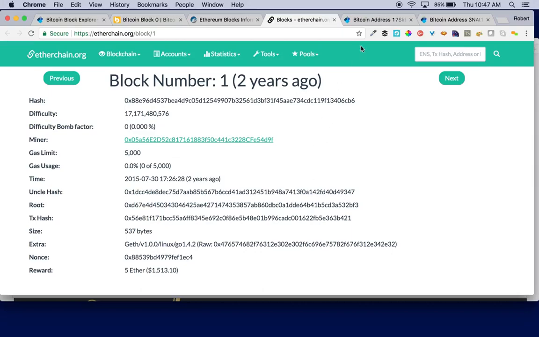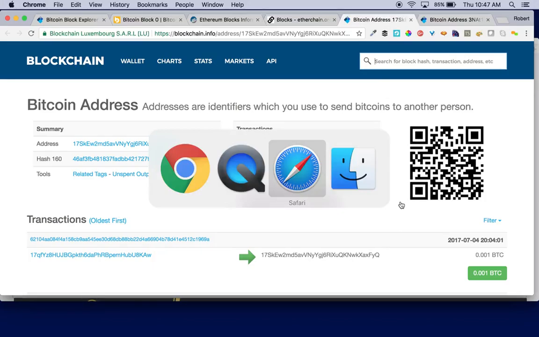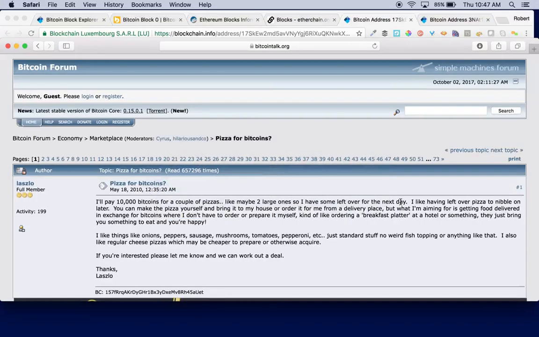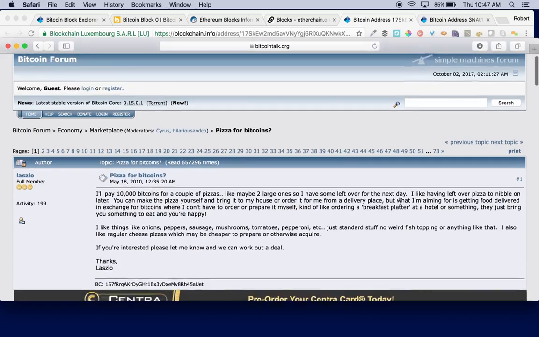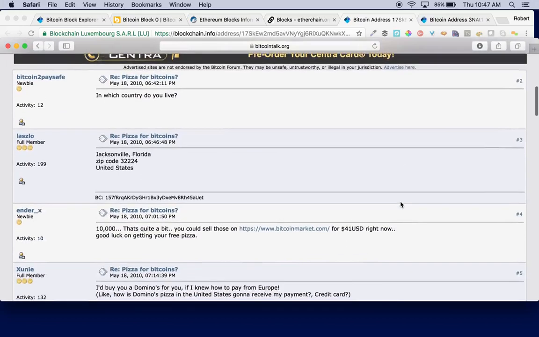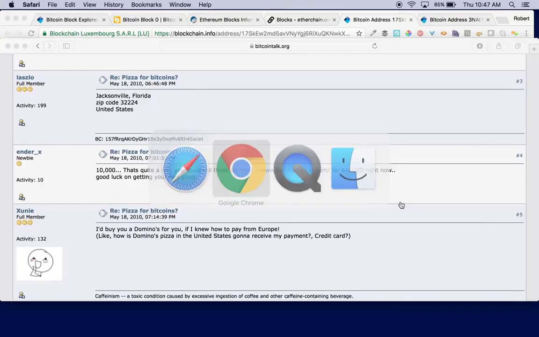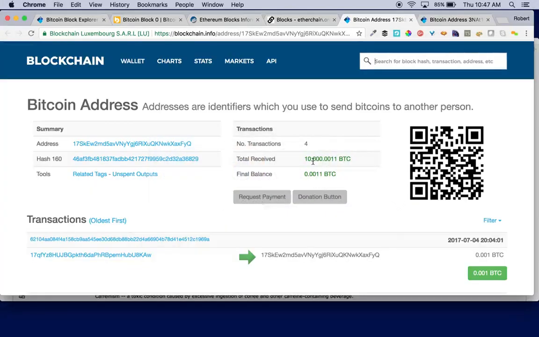So from here, we'll take a look at a very interesting transaction, that of the pizza transaction. On Bitcoin Forum, there was somebody on May 18th of 2010 who was requesting that they would pay 10,000 Bitcoins for a pizza. They provided their address, and someone in fact sent them a pizza. In fact, it was from Europe. And you can see here that that was this transaction here of 10,000 Bitcoins.